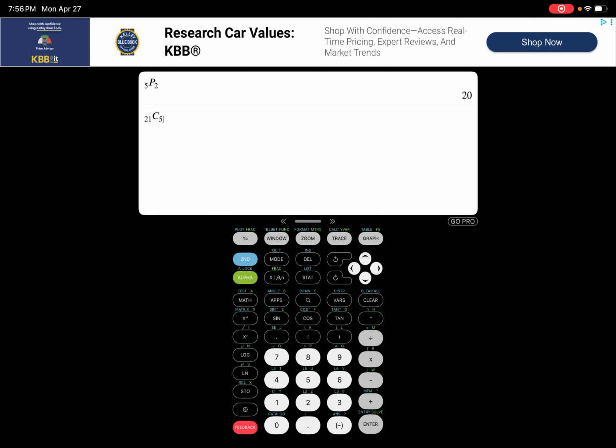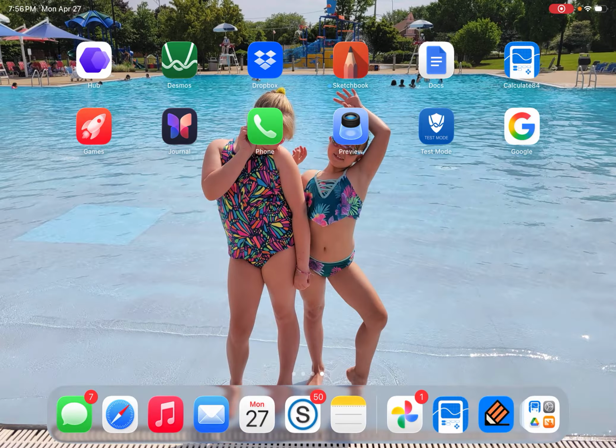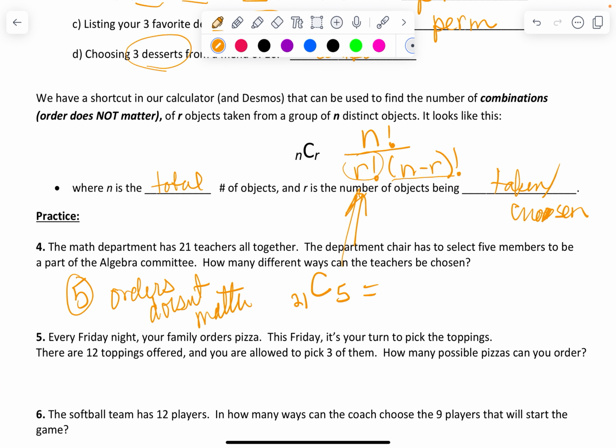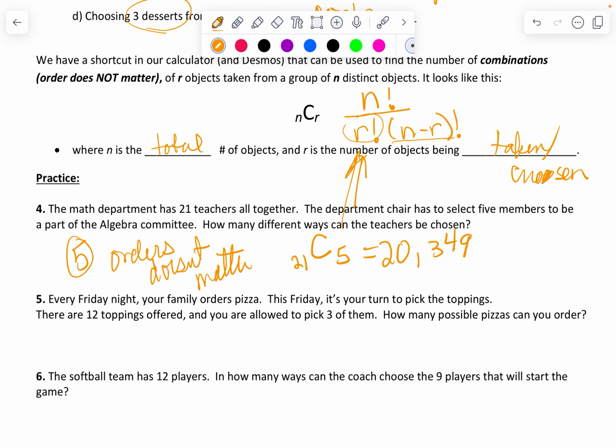And remember, your real graphing calculator does this one on the iPad a little differently. Yours might want you to put in 21, then hit the button, then you can put a 5. Okay, it might not just do those little X's or the little boxes. So we get 20,349. So we have 20,349 ways.